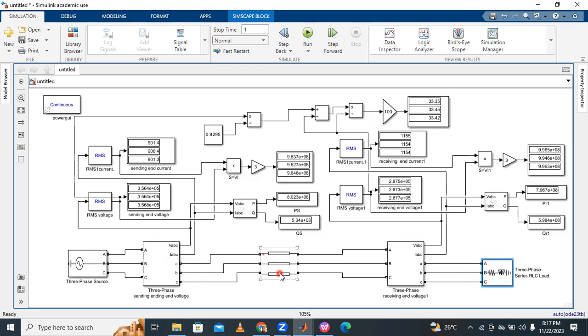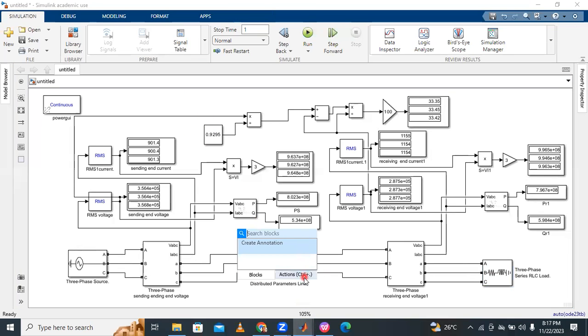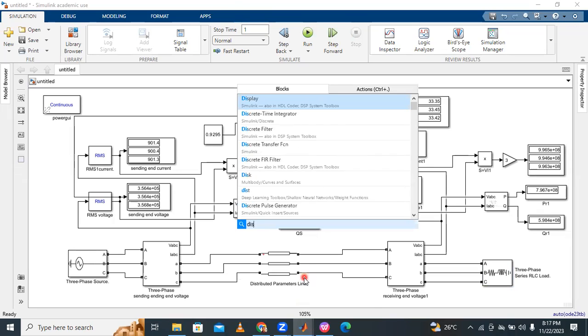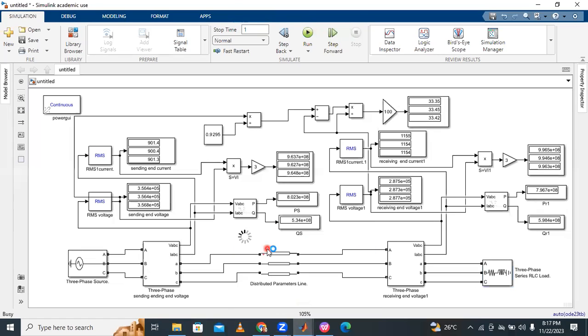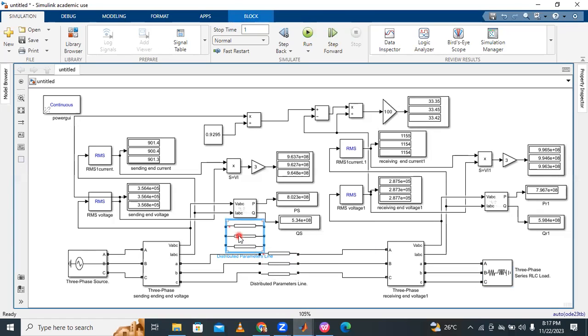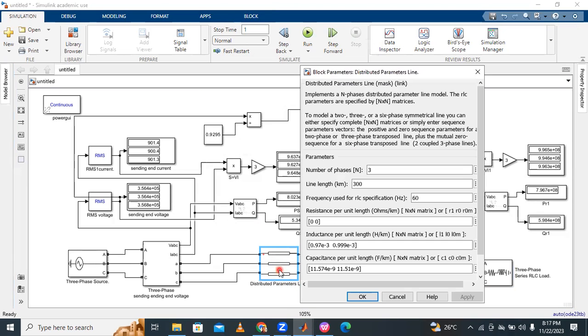And then this is the distributed transmission line. Take the distributed transmission line first, like this, and then it will be displayed. We get it from the library in the drawing sheet. This is the distributed parameters line, so open the distributed transmission line.